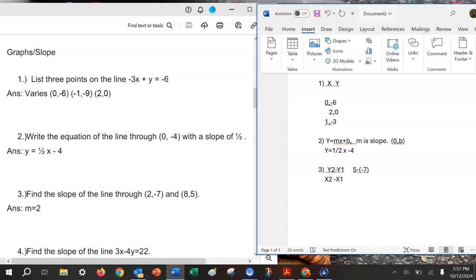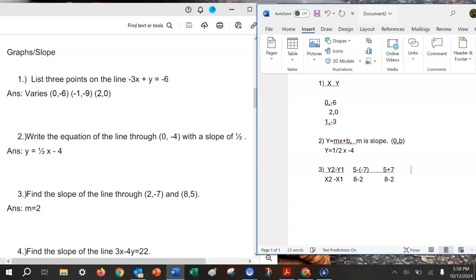Now, the second x is 8. The first x is 2. Okay, so let me come on over a little bit more. Now, 5 minus negative 7 is 5 plus 7. And I'll just keep it consistent. I'll say 8 minus 2.